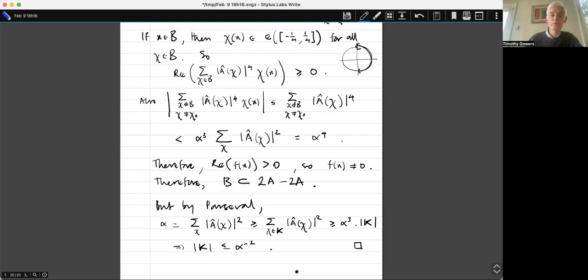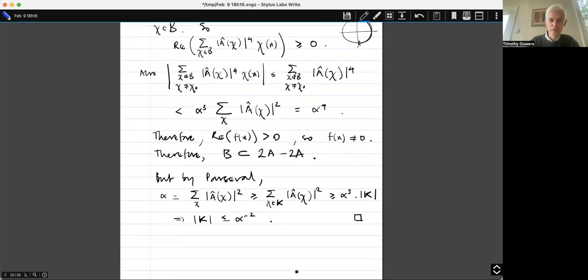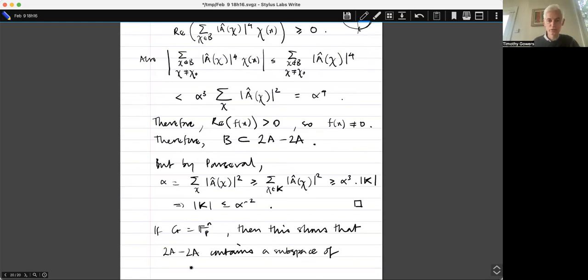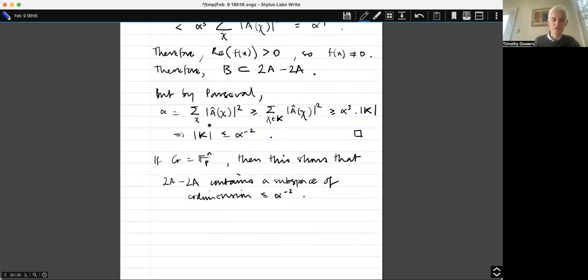So actually what we've already seen, because I showed you that in the case of F_p^n, I'll finish with this remark. So if G is F_p^n for some n, then this shows that 2A minus 2A, where A is a subset of G of density α, contains a subspace of codimension at most α to the minus 2. So that's the same as saying dimension at least n minus 1 over α squared. So that is already a fairly non-trivial statement.